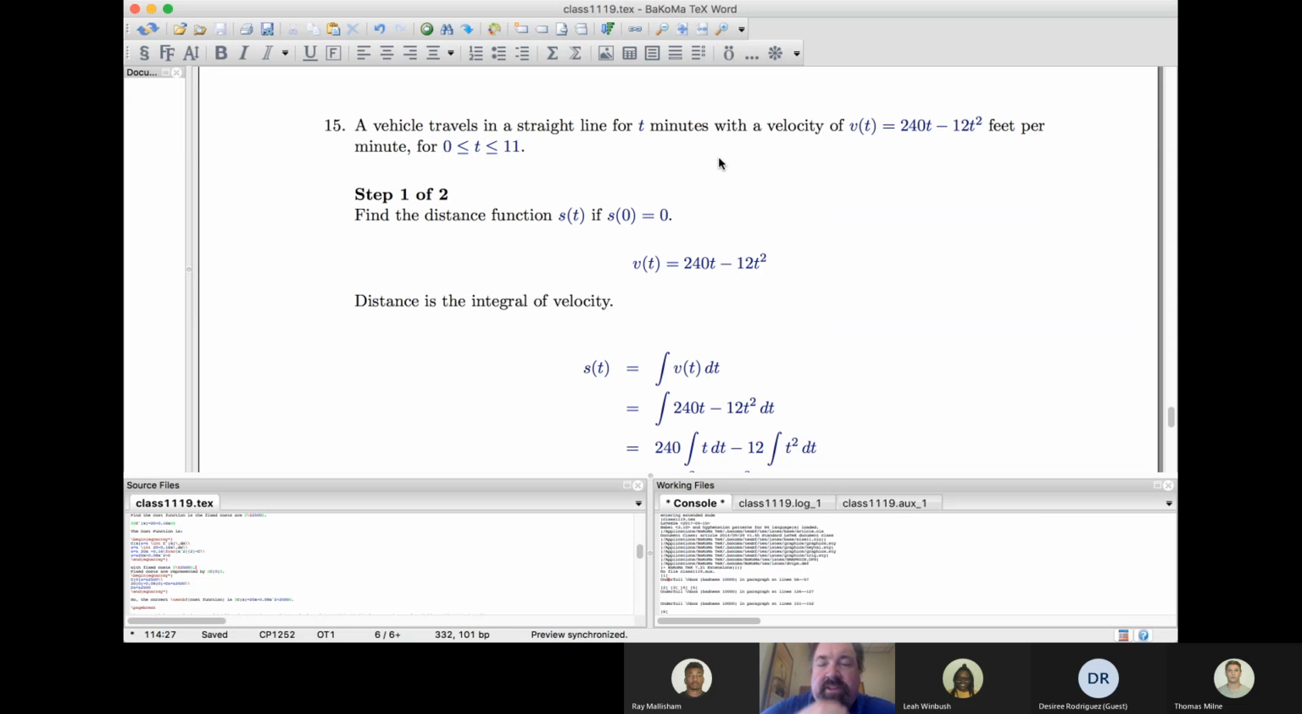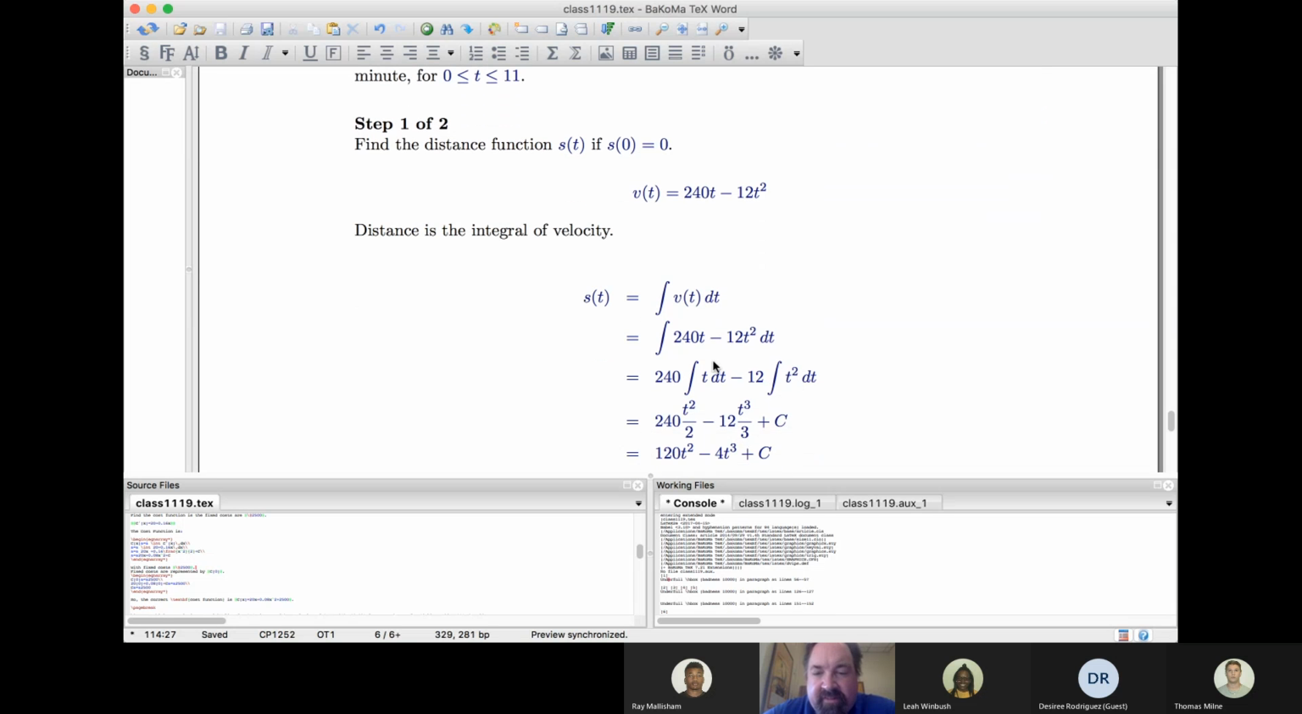Here we're using the fact that velocity is the derivative of distance traveled. So now we're going the other way. In previous problems we were given a distance function and you had to get velocity. Here we're given a velocity and you figure out distance. So here we take the given velocity and we take the integral of it to get a distance function. This is the same idea as in the previous problem involving marginal cost and cost.